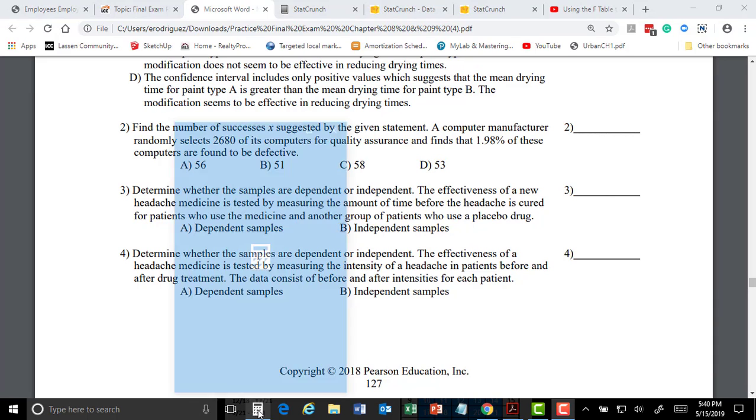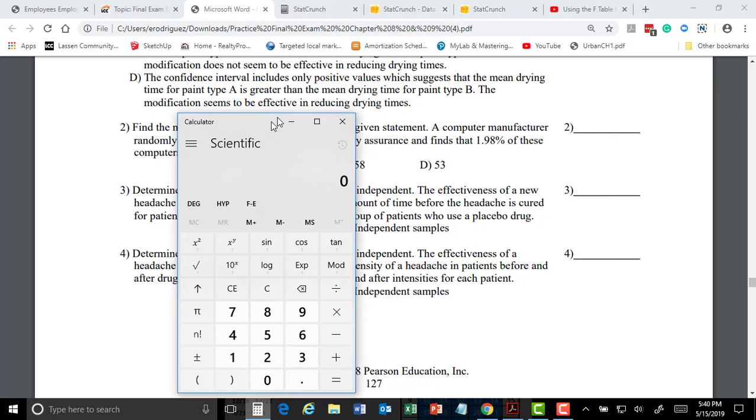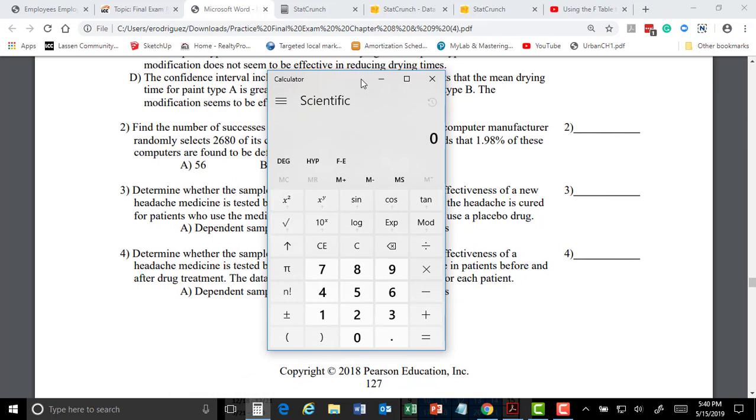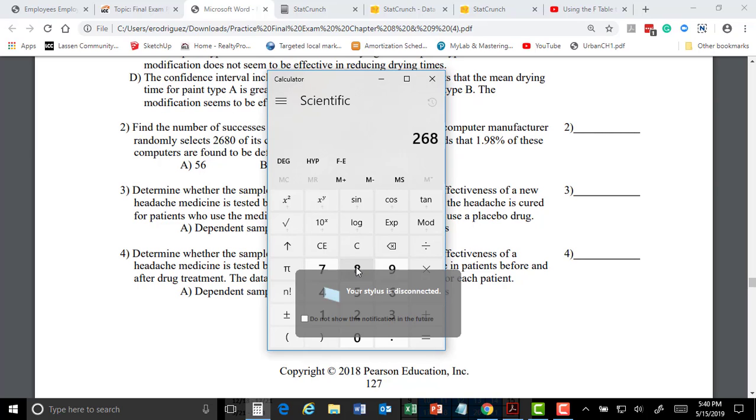Because I estimated it with 2%, remember? So here we go. So now I have 2,680. Yes? And I'm going to have that what?